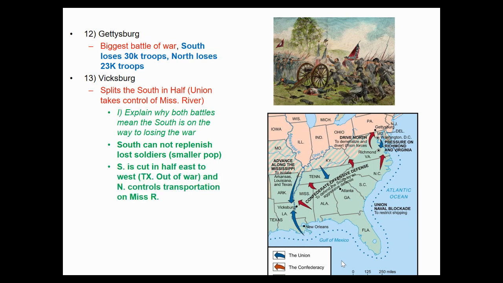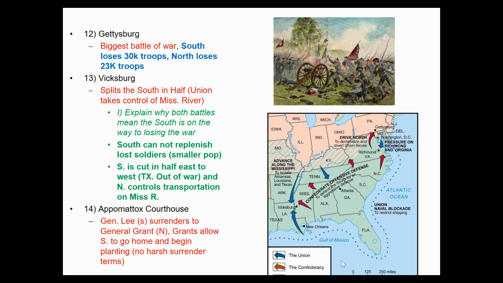Also, with Vicksburg, the South's now cut in half. Texas is now out of the war, and the North controls transportation of the Mississippi River. And a big part of this war is movement of troops and goods around the area. So it's going to allow the North to get deep into the South with troops, supplies, and food and things that they need in order to control the South.